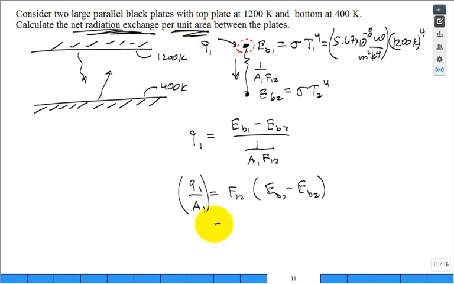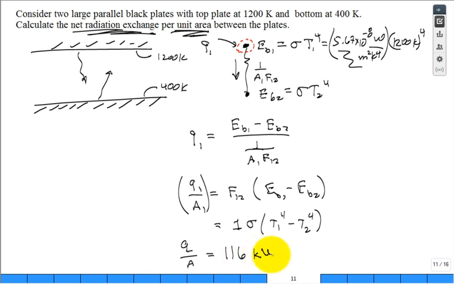And so the view factor is 1, and we had the Stefan-Boltzmann constant, 5.67 times 10 to the minus 8, and then we had T1 to the 4th minus T2 to the 4th. And in the interest of time, I'm just going to say that that turns out to be 116 kilowatts per meter squared. Does that problem look good?